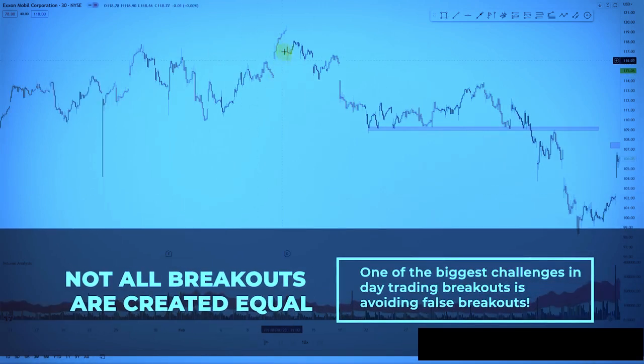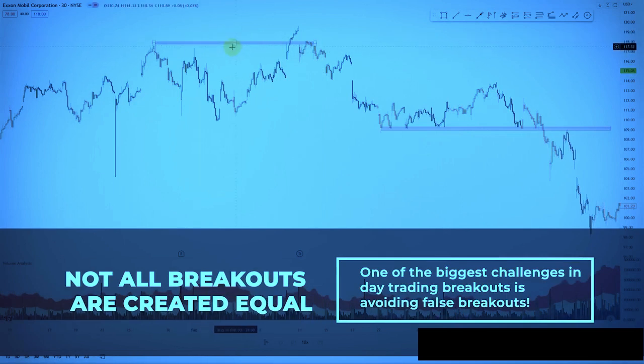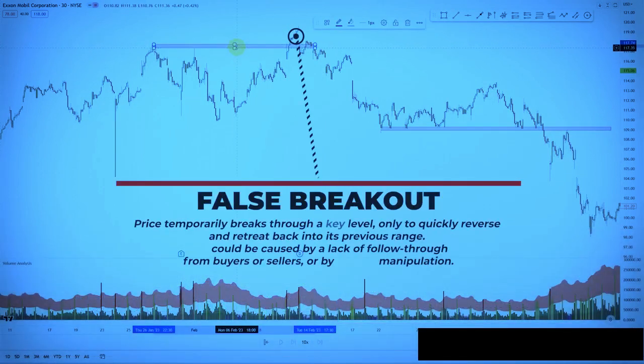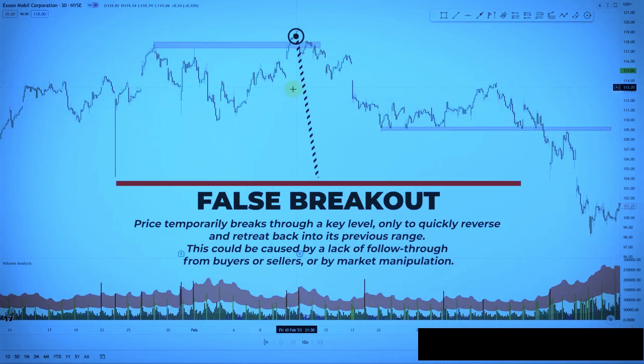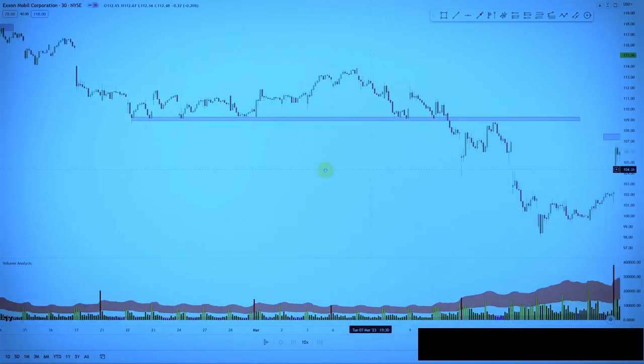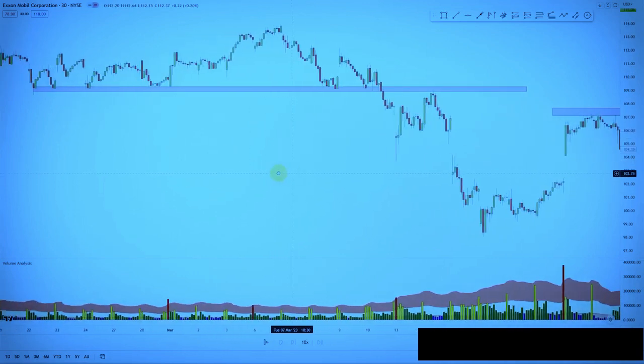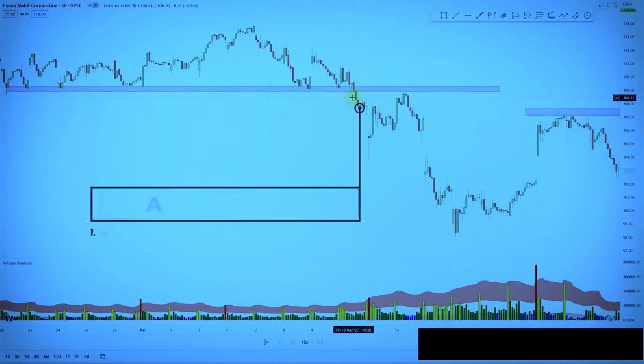Now, not all breakouts are created equal. One of the biggest challenges of trading breakouts is avoiding false ones. A false breakout is when the price temporarily breaks through a key level, only to quickly reverse and retreat back into its previous range. This could be caused by a lack of follow-through from the buyers or sellers, or by market manipulation. This can be frustrating for day traders, as they lead to losses and missed opportunities. So the big challenge in day trading is knowing how to avoid false breakouts.